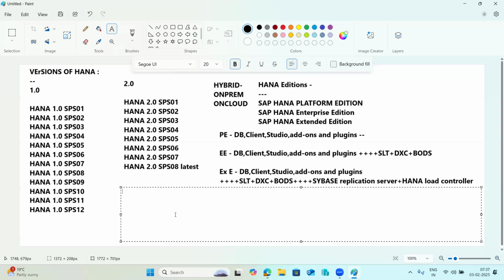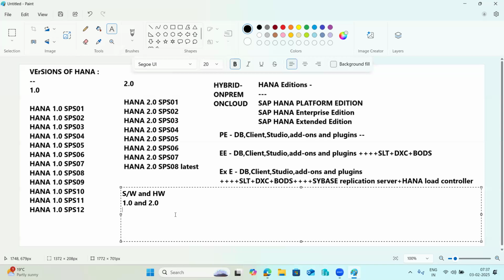Sir, theoretically this is all fine. To install the HANA database, what is required? We need to discuss the software requirements and hardware requirements. Then we also need to discuss the difference between 1.0 and 2.0.